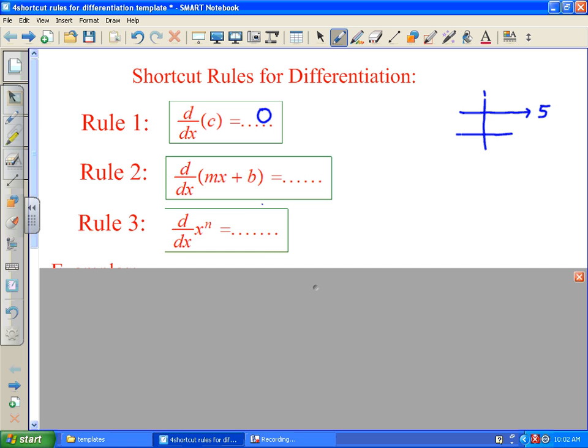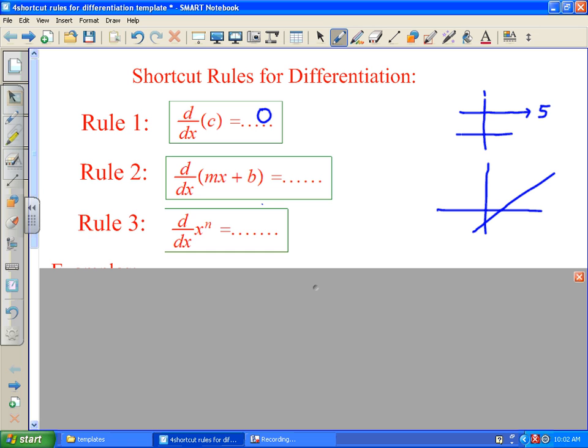How about rule number 2? Say that you have the derivative of mx plus b, which is a line, right? mx plus b represents a line where m is the slope of the line, right? So what do you think is the derivative of a line, a slanted line? Any thoughts? I heard a good suggestion already. Any other suggestions?